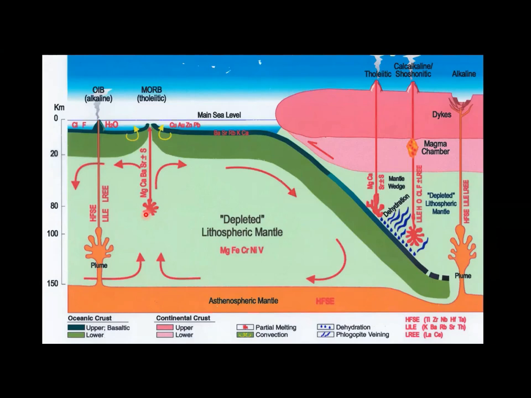Well, the reason is because at the mid-ocean ridges, continuously you form tholeiitic basaltic magmas at the seafloor. And when they form, they deplete the mantle of all the elements which are needed to form these basalts. So most of the upper mantle actually in the world is depleted. But there is one exception, and this is the subduction zones.